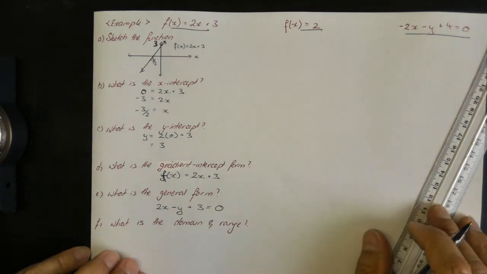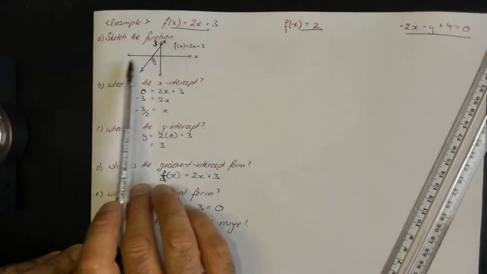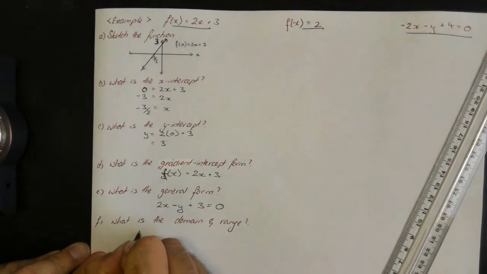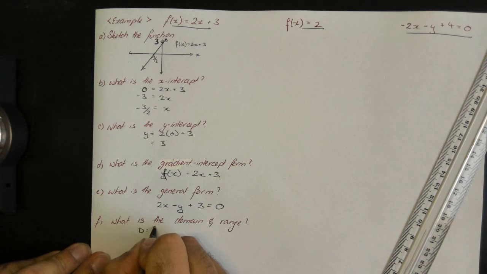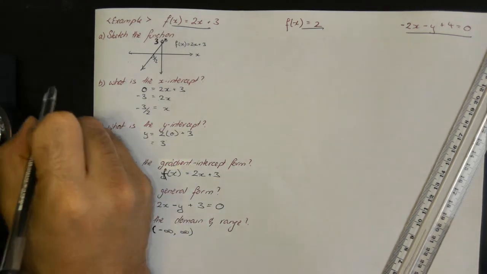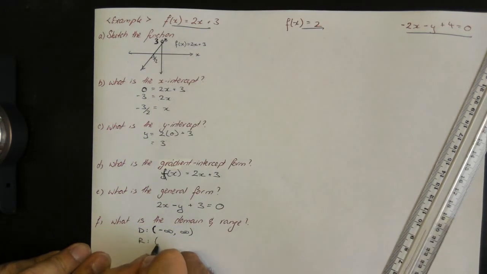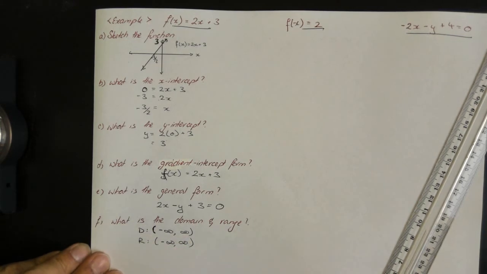Okay. Now, the domain and range of a linear function, because I haven't stated what area I'm concerned about, the domain for most linear functions is going to be from negative infinity to infinity. And so is the range. Okay. Let's look at the next one.